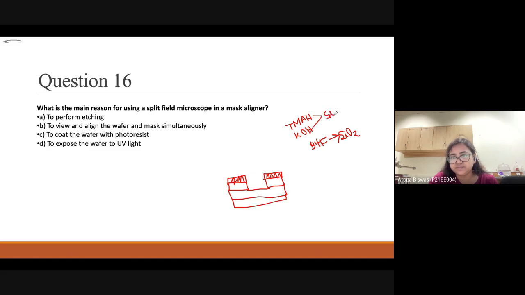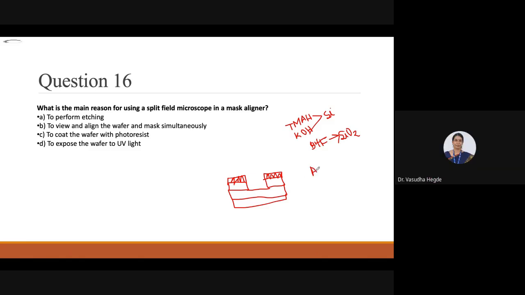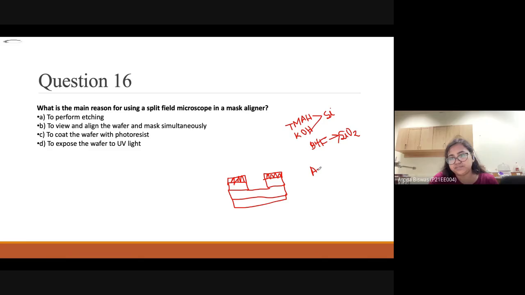So normally we use acetone to remove the photoresist. Other chemicals are also present, but normally we can use acetone for photoresist.